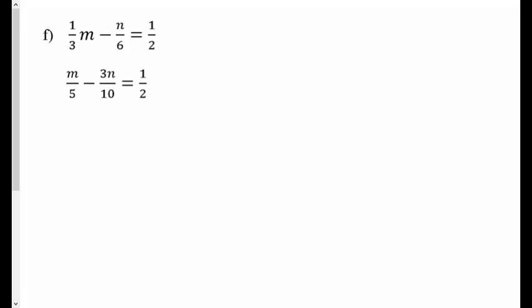Let's multiply each one by the lowest common denominator in that equation, so we can have some equations without any fractions. So let's take this first one. Lowest common denominator is 6. So multiply everything there by 6. This one, the lowest common denominator is 10. So I'm going to multiply everything by 10.